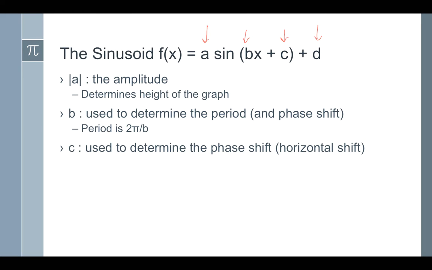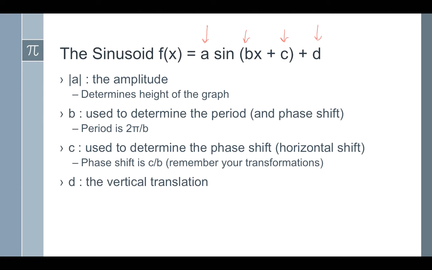C, if there's a C term in your function, there is a phase shift, which is actually just a fancy name for a horizontal shift. And in order to find the phase shift, we use the value C divided by B. And I give you a little note here. Remember your transformations. If it's a plus C, as this picture shows at the top, it moves to the left. And if it's a minus C, then it moves to the right.